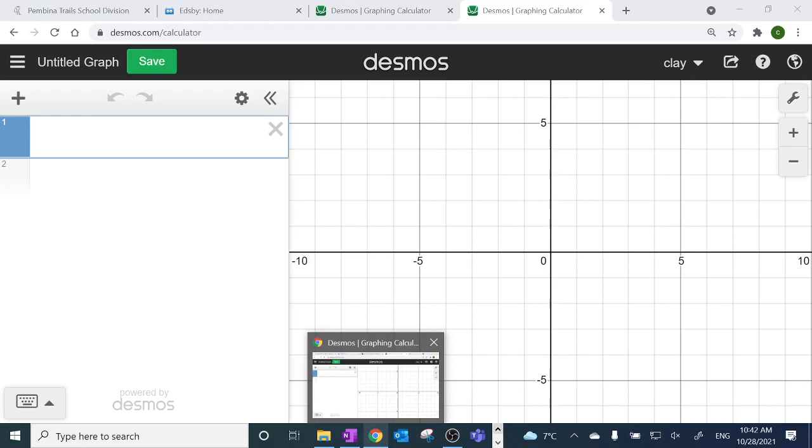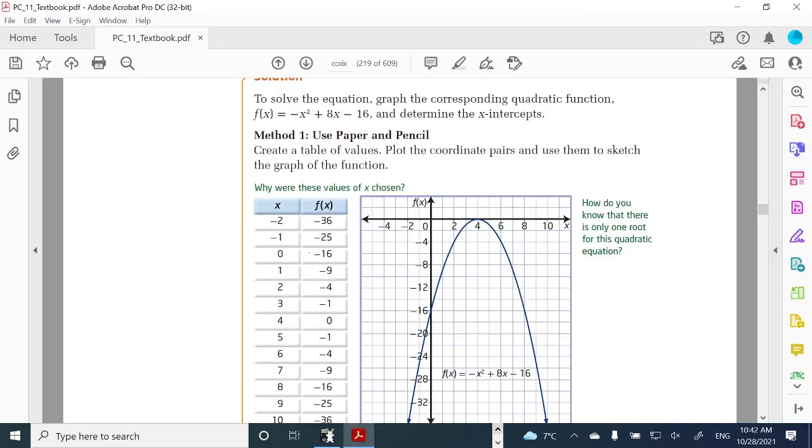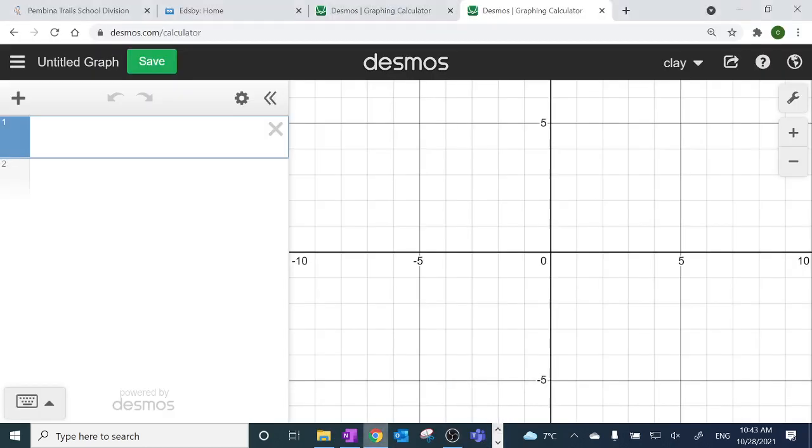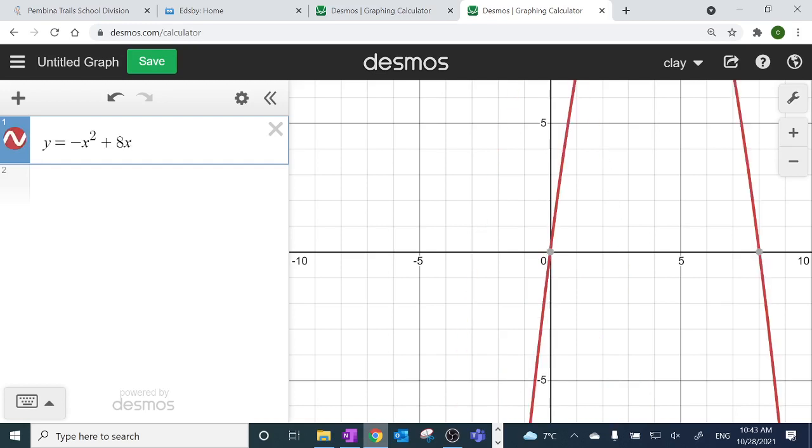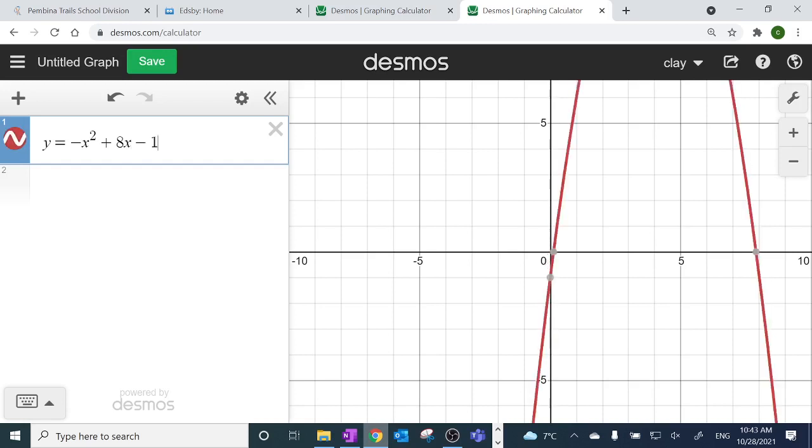But as you can see, check this out. Oh, hang on. Oops. Technical issues continue. Every time I touch something, it's not what I want. There we go. Y equals, and what was it again? It was negative x squared. Was it minus 8 or plus 8? Plus 8, thank you. Plus 8x. And then it was plus 16? It was negative 16. Thank you. Minus 16. And there it is.